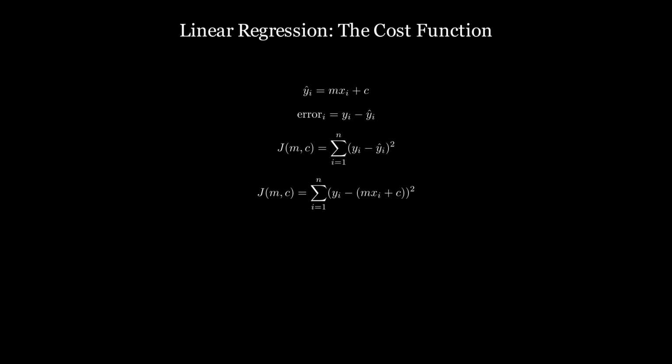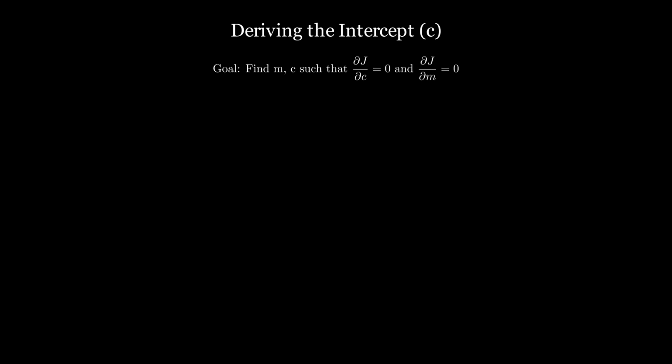J is a function of m and c, and our goal is to find the values of m and c that make J as small as possible. This process is called ordinary least squares. To find the minimum value of our cost function J, we'll use a key tool from calculus, derivatives. The minimum of a function occurs where its slope is 0. Since J depends on two variables, m and c, we need to find where the partial derivatives with respect to both m and c are equal to 0.